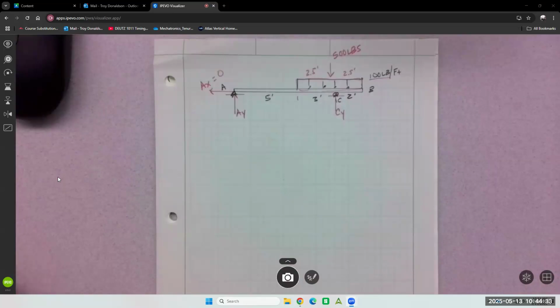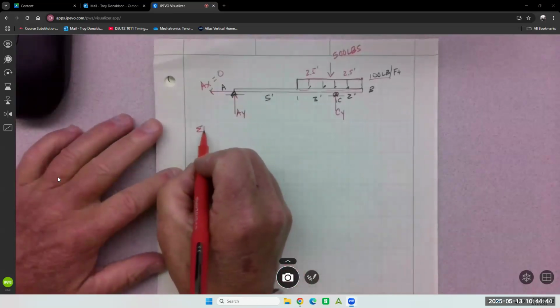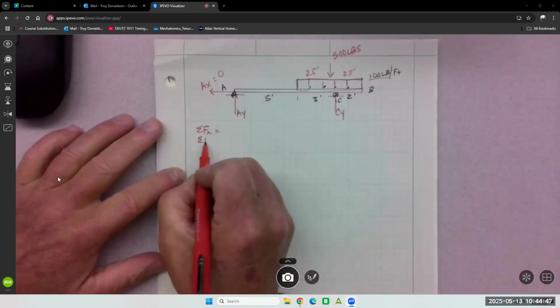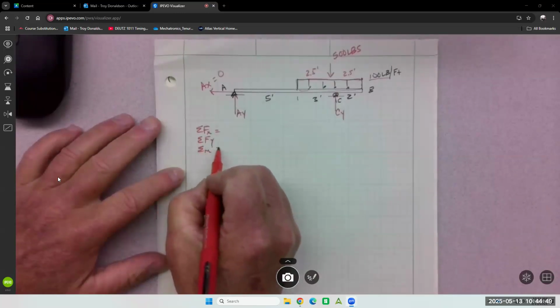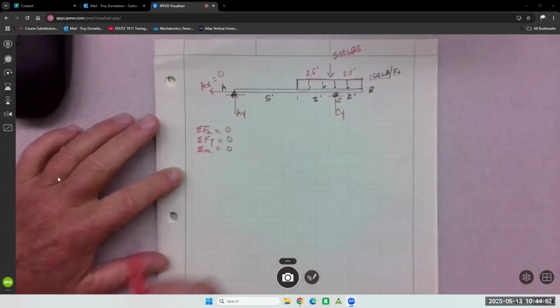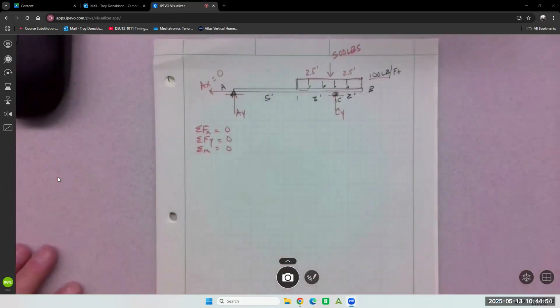Now what? Find AY or CY. Go for AY and CY. We have 3 equations: some forces in the X, some forces in the Y, and some moment. And they're all equal to 0 because this is statics. Now, there are no forces in the X, so that one doesn't do us any good. There are 2 unknowns in the Y, so we could write that formula, but we're not going to be able to do anything with it. That leaves us with summing a moment.